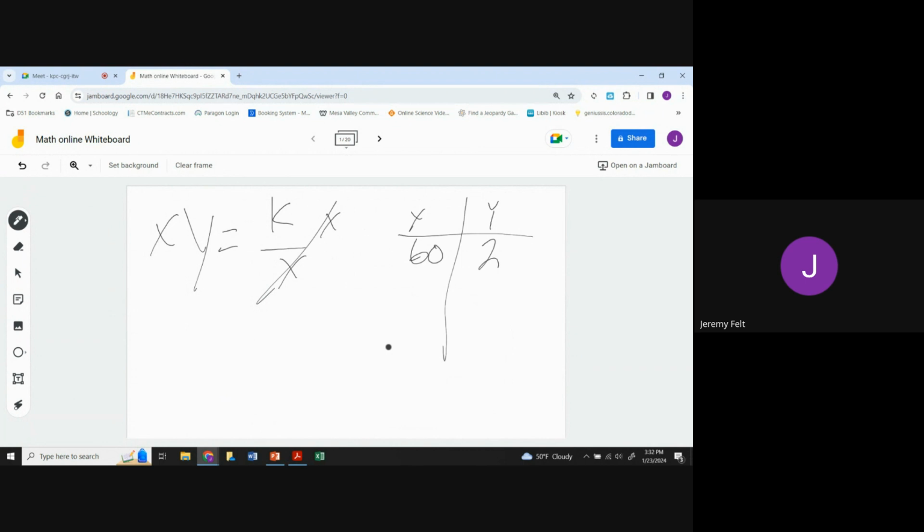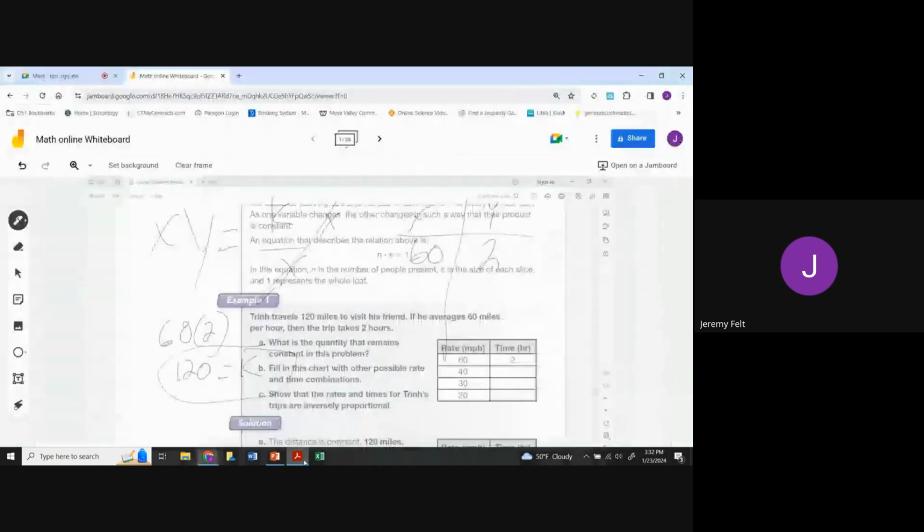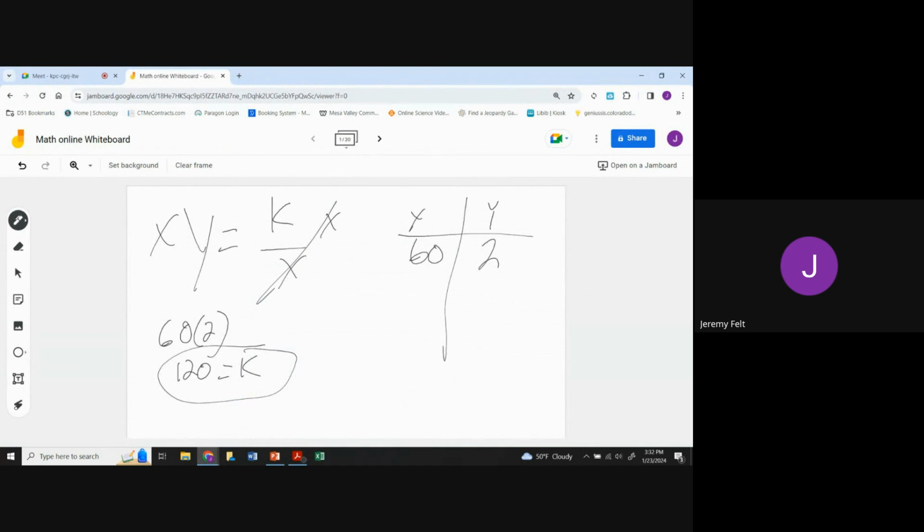So k, x times y, 60 times 2 is 120. So our constant is 120. And we need to know that. So if we put in 40 for x, okay, well, our k is 120. So y, where 40 equals x, is going to equal 3.